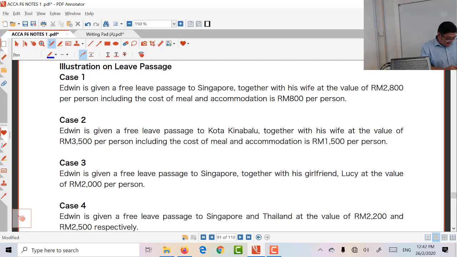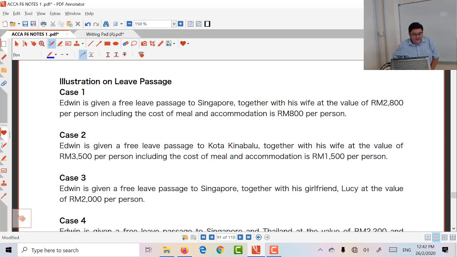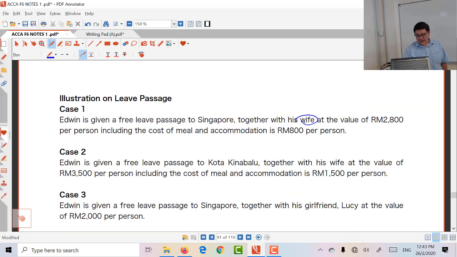Okay, let's look at case 1. Now, Edwin is given a free passage to Singapore with his wife. The value is 2,000, which includes meal and accommodation, 800. Now, if you go with your wife, that's okay, because wife is immediate family. But because this is a passage overseas, you realize that the exemption is given on the passage, but not on the meal and accommodation.